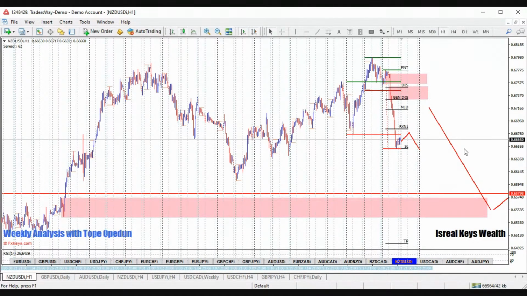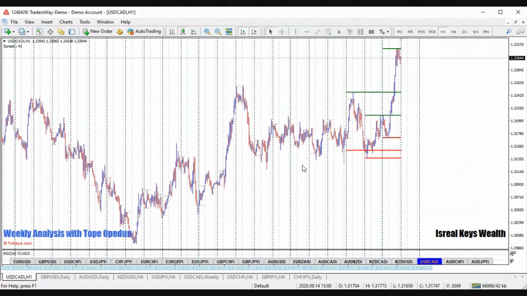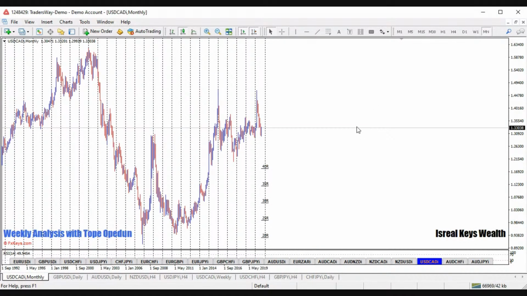All right, so now let's look at USD CAD. This one I was not happy with, because I had my intention of trading this, but I missed. But we've got another day, another week. No problem.